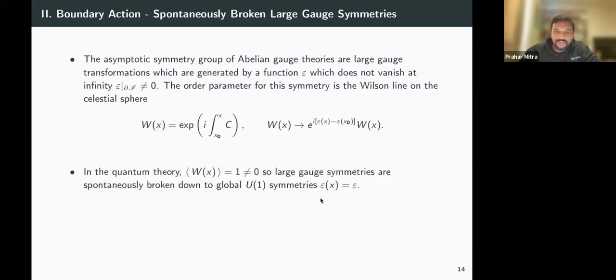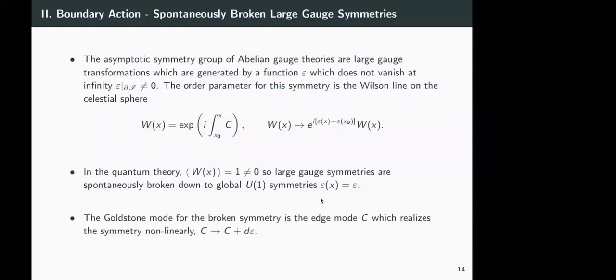Now in standard quantum theory, the Wilson line picks up an expectation value. In particular, the usual expectation value that is assumed in perturbation theory is that the gauge field vanishes on the boundary. We assume this. So the expectation value of C is 0, which means that the Wilson line has an expectation value of 1. So these large gauge symmetries are spontaneously broken, and indeed, they're spontaneously broken down to the global symmetries. Global symmetries are something we have known for a long time, so there's no need to talk about this, but the point is that there is actually this larger class of symmetries which are spontaneously broken in the vacuum of quantum field theory.